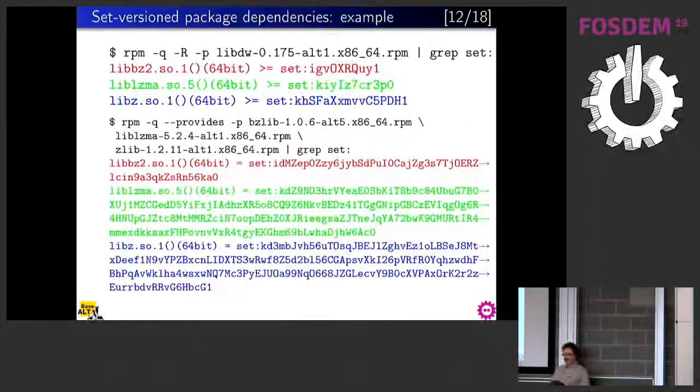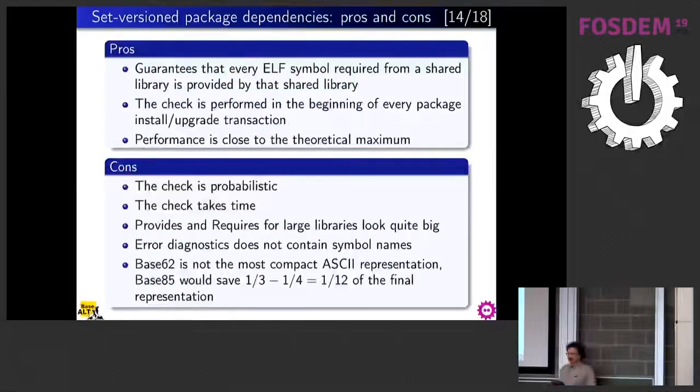These provides are still quite big for big libraries, and even for not very big libraries they still look bulky. And the most important, there is no error diagnostic that would contain symbol names, because all symbol names are lost. We are operating with hashes. And base64 is a funny thing. It produces a nice, compact ASCII representation, but not as compact as we would like. Base85 would save about 8% of the final size.